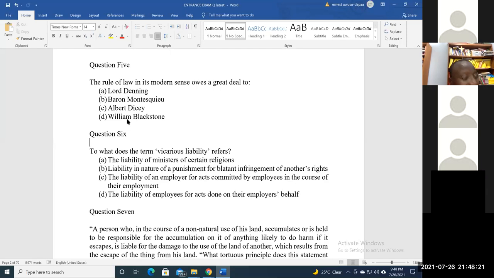Your sound quality is not very clear. If you can write it in the chat, there's a bit of echo.